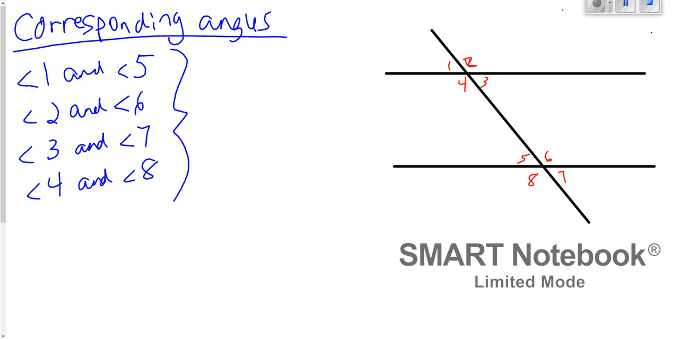So each pair of these angles are congruent. So for example, angle 1 and angle 5 are congruent. Angle 2 and angle 6 are congruent. That helps us because we already know that angle 1 and angle 3 are congruent. So that's going to tell us that angle 3 is also congruent to angle 5. That'll come up later.